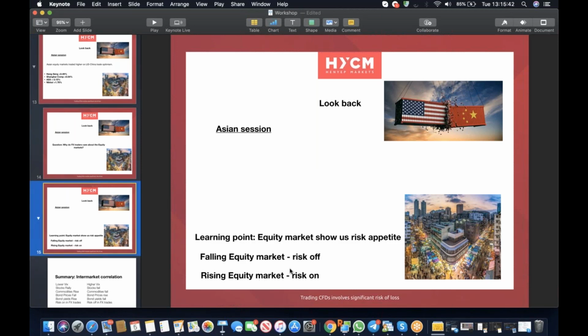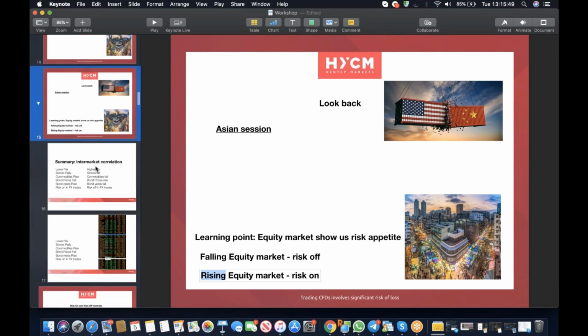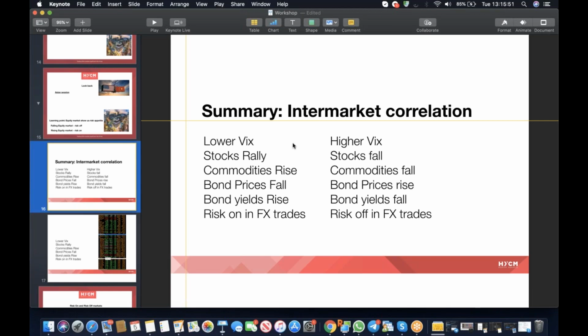But actually, we've got a risk on market because the equity market is rising. Okay, and the things you see in a rising equity market, this is a little intermarket correlation cheat sheet. Now you might recognize this from Dubai. You can take a screenshot of this if you haven't seen this before.